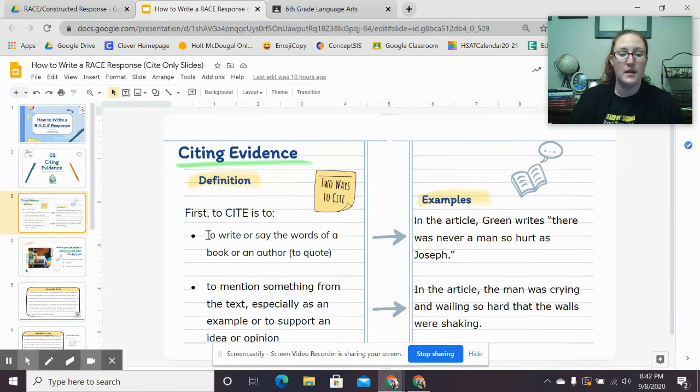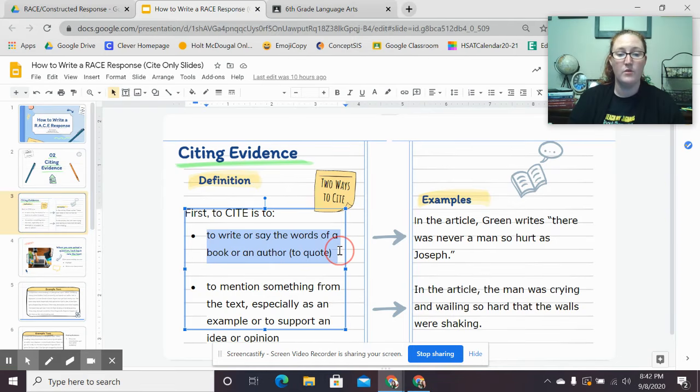To cite is to write or say the words of a book or an author. You can quote, that means to quote directly. You're taking the author's exact words right out of a book, right out of a text, right out of a song. You're citing it, you're taking it out. The other way to cite is just to mention something from the text. It doesn't have to be that you take it directly, but you mention what happened. So that is the two meanings that cite can have.